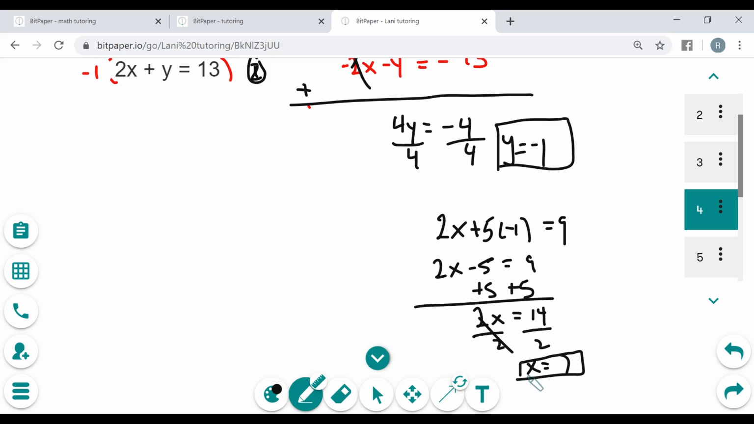Ooh, that's not good. x equals 7. Better. So these are going to be our two answers: x equals 7, y equals -1, and that is it.